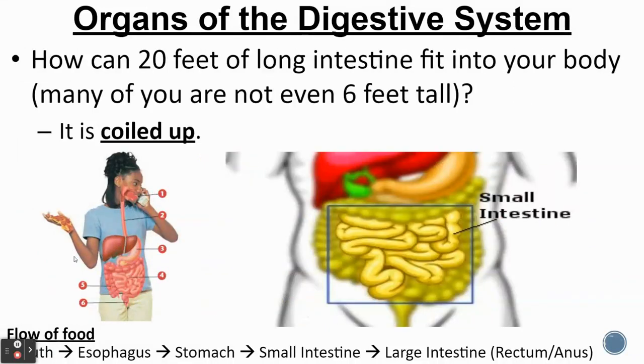Okay. Before we get into the large intestine, one thing to think about is, how do you fit all this intestine into your body? Well, it's kind of like that DNA idea. The DNA, there's 2 meters in a nucleus, so it's all kind of condensed up and coiled up. Well, it's the same idea here. Your small intestine is coiled up, so you can fit it into your body. So again, you have 20 feet of intestine that fits into someone that might not even be 6 feet tall, and that's because it's all coiled up.